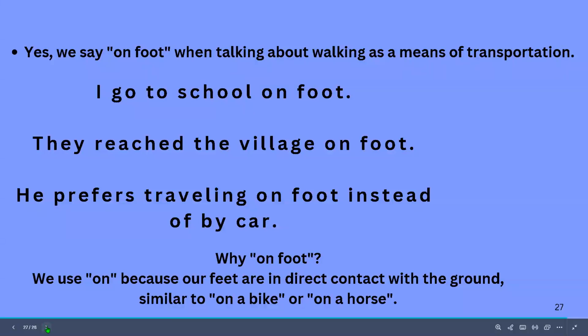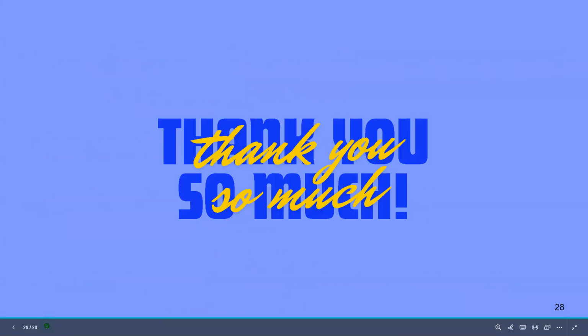Why on foot? Why should we use on foot? We use on because our feet are in direct contact with the ground, similar to on a bike and on a horse.